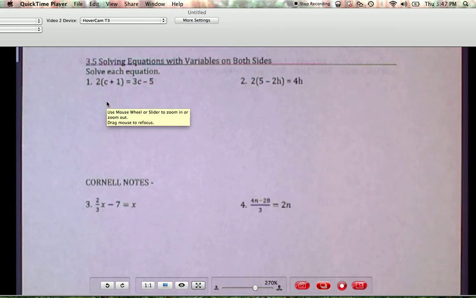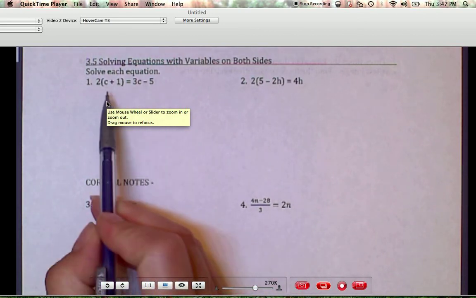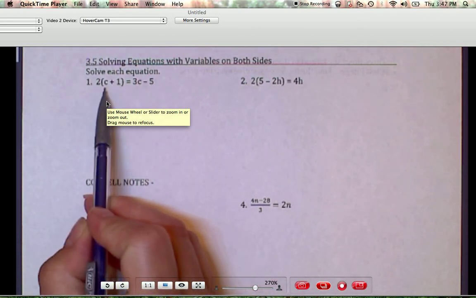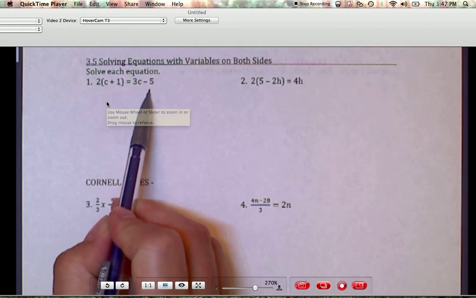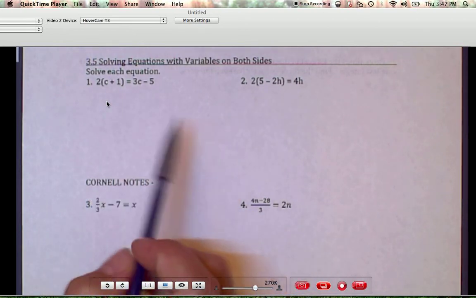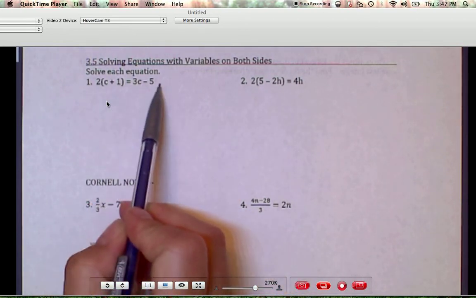Section 3.5 is about solving equations with variables on both sides. Up until this point we have solved equations that only have variables on either the left or the right side, but for these problems we have variables on both sides, the left side and the right side.